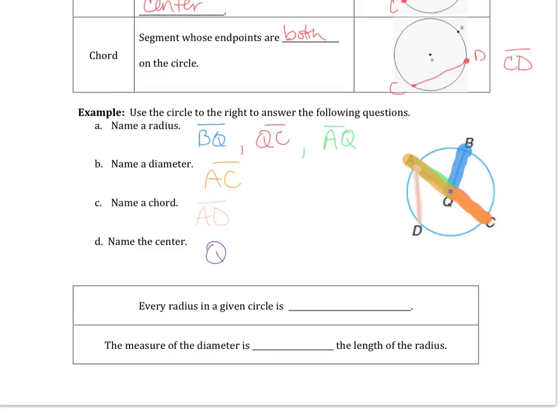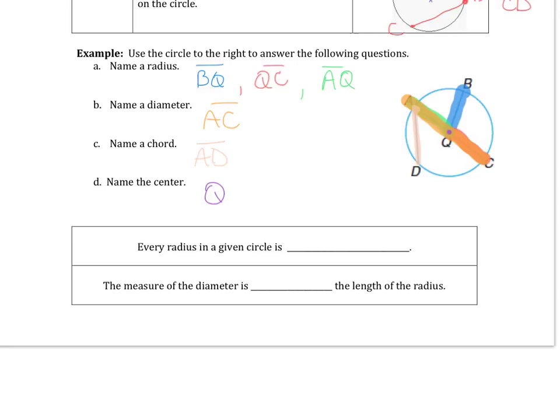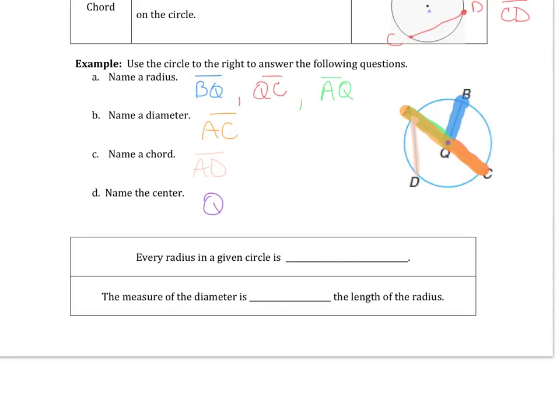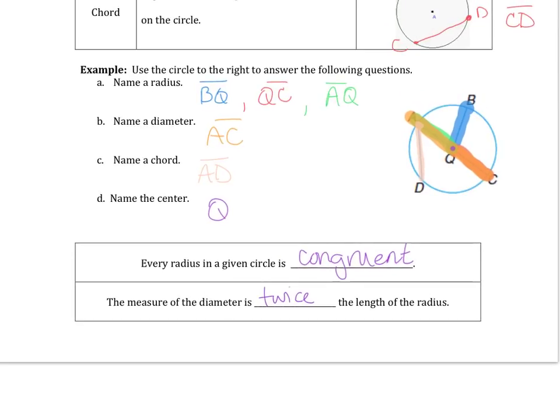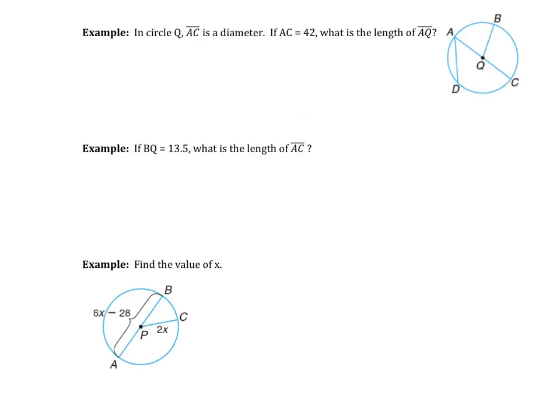Okay, some more properties for you for our circles. Every radius in a circle is congruent. And the measure of the diameter is twice the length of the radius. All right. Flip to the next page.